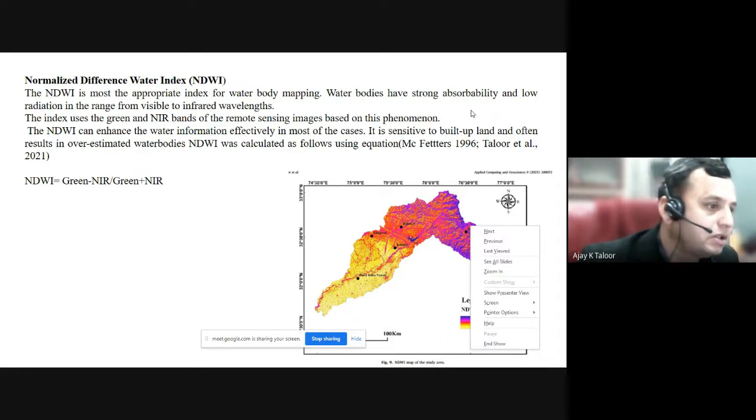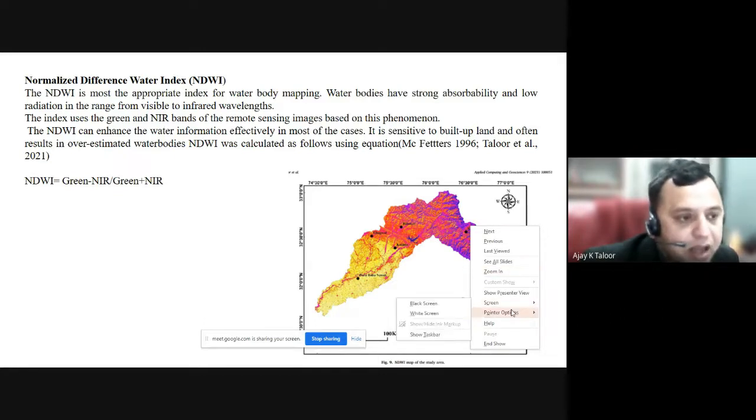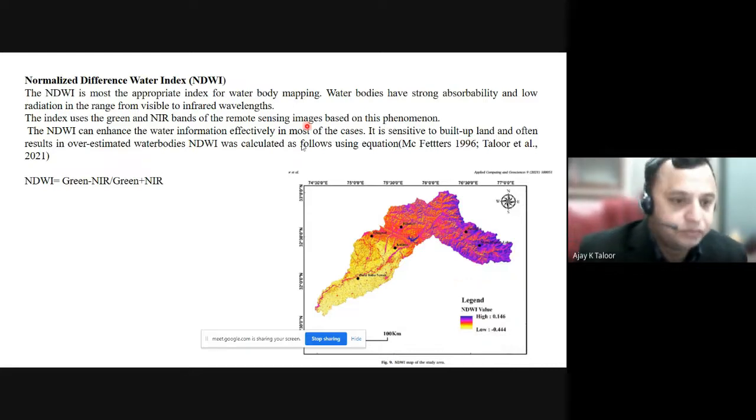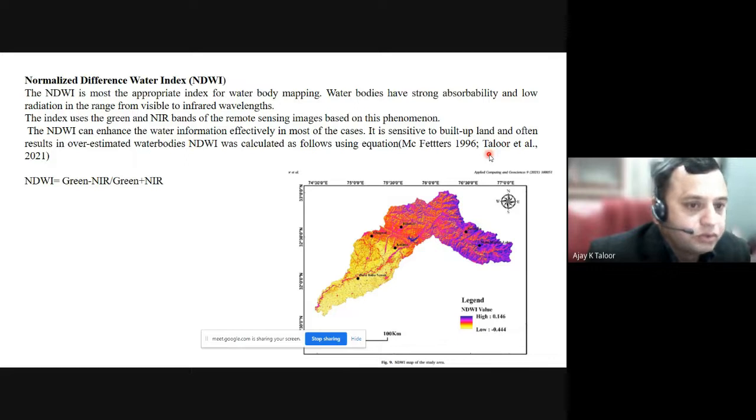This is NDWI, green minus near infrared divided by green plus NIR. Based on this, we are able to determine the reservoirs or the major water bodies, even the snow covered area. So this normalized difference water index can be used or applied for this.